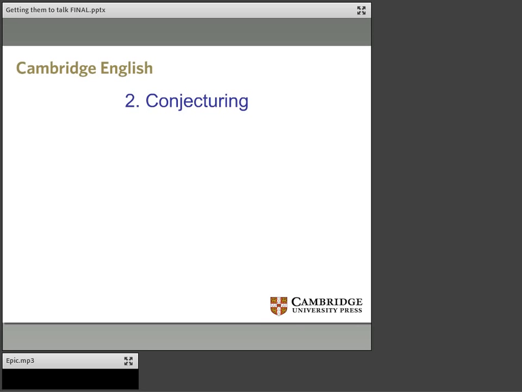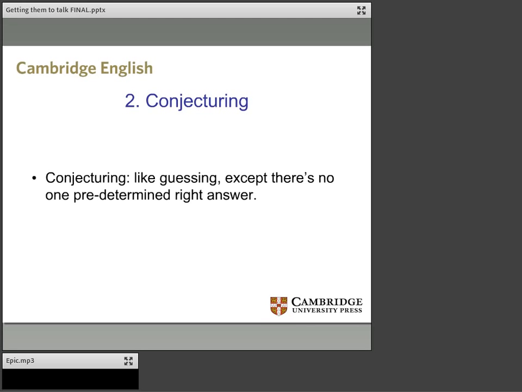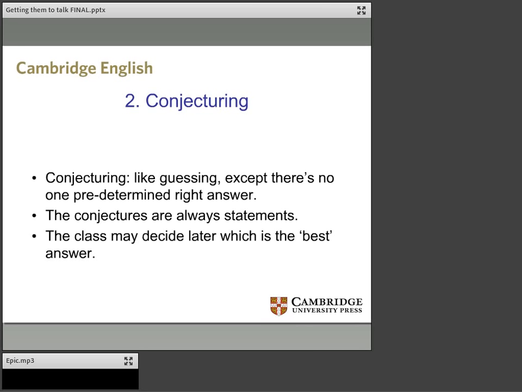Very like guessing, but slightly different in aim, is conjecturing, which is like guessing, except there's no one right answer. You have a basic cue or picture, and the students say what they think it represents, or what they think is going to happen, or what they think it's all about, and all the responses are potentially correct. You might, at the end, decide which was the best answer, but all answers are potentially correct.